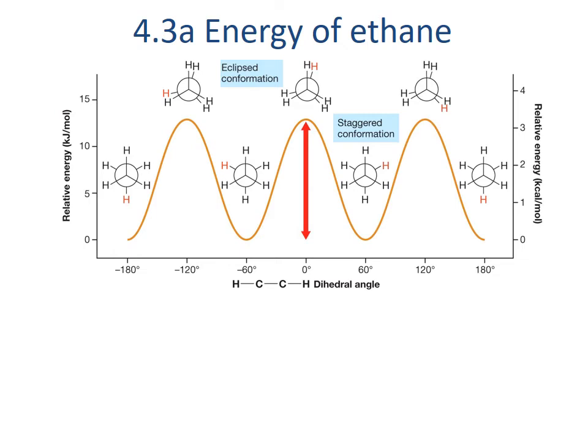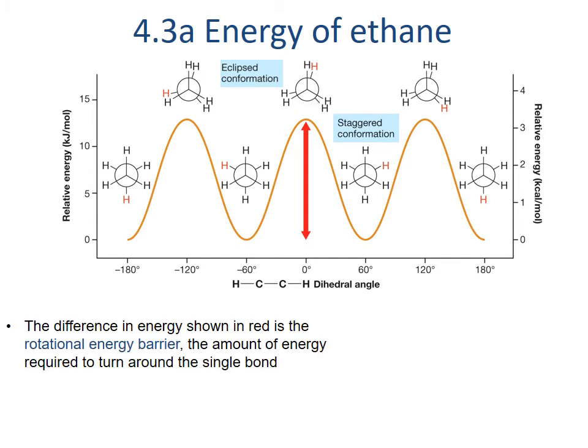Let's take those 60-degree rotations and plot the energy of each of them. The eclipse conformations are much higher in energy, and the staggered are at a minimum. The difference in energy is about 3 kilocalories per mole, or 1 kilocalorie per mole for each set of eclipsing hydrogens. Write that down. An eclipsed hydrogen-hydrogen costs about 1 kilocalorie per mole every time it occurs.